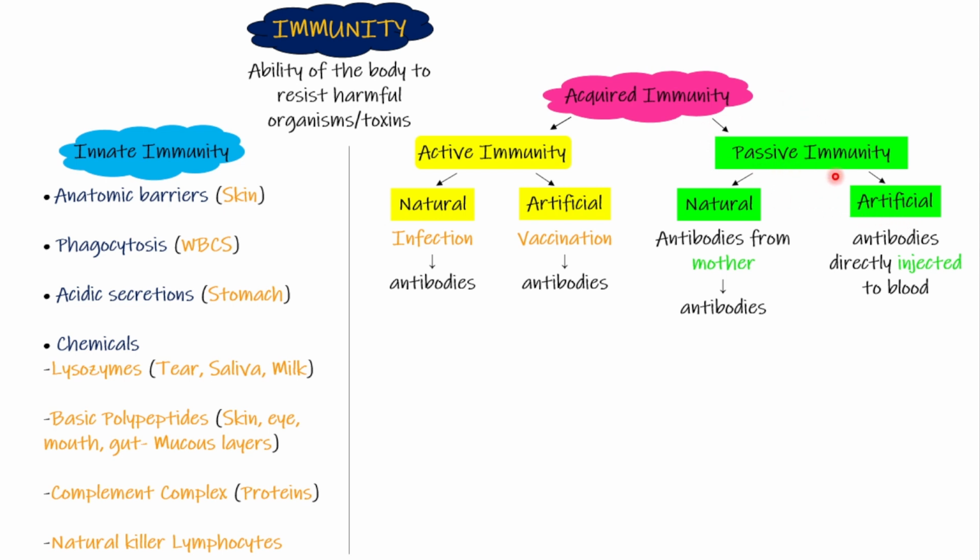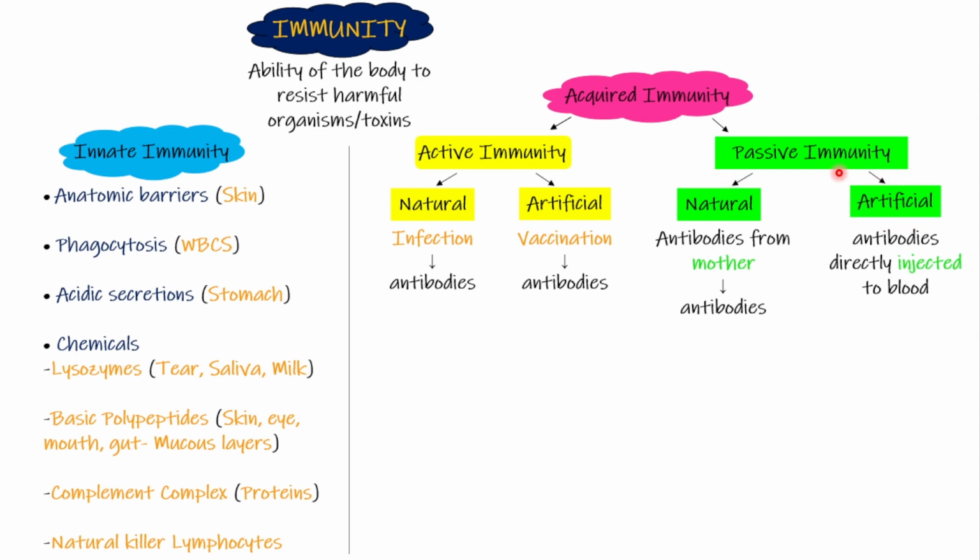Okay, and then we have artificial passive immunity, and the body is not producing antibodies. That's why it's passive. The body is getting preformed antibodies and the source is artificial. So artificially made antibodies are injected into the blood. For instance, in some diseases, we just inject the body with the preformed antibodies. So that is passive immunity and its artificial subtype.